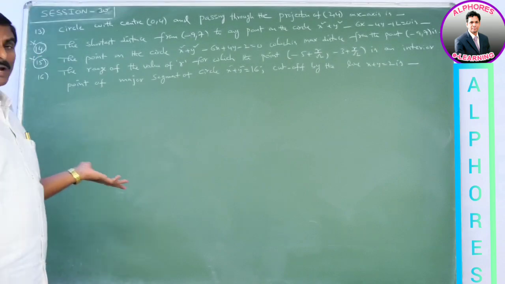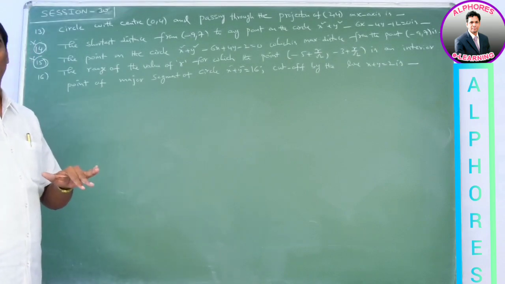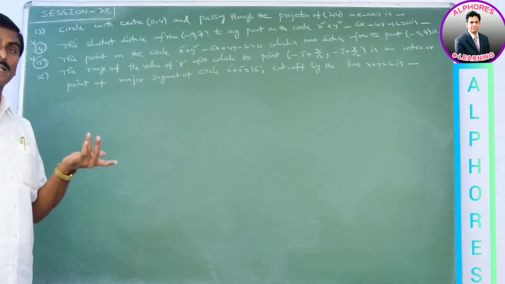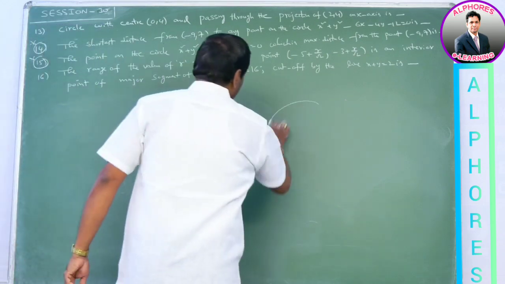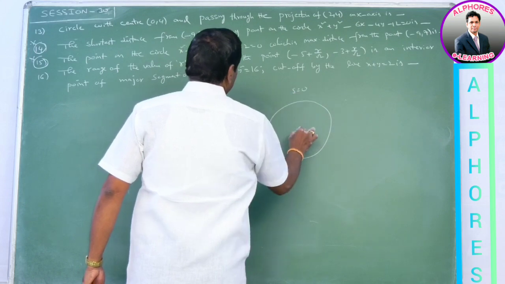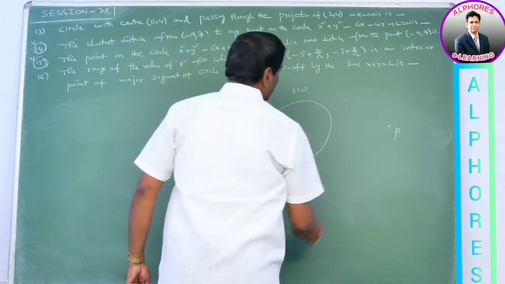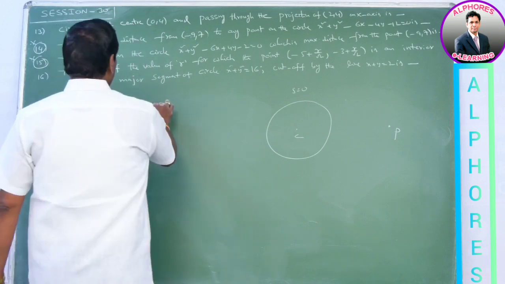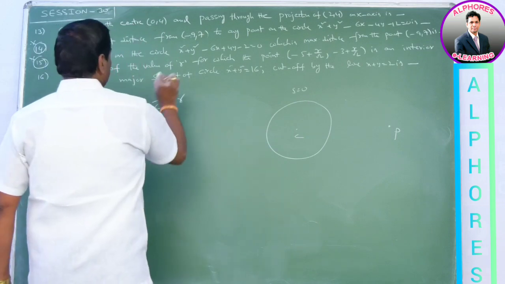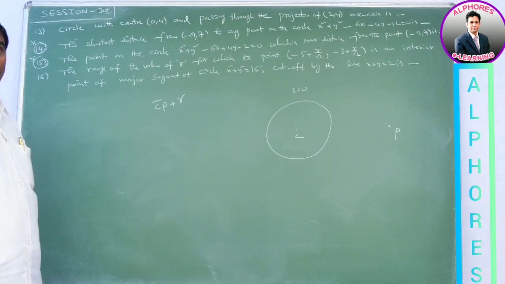In the previous case we find the shortest distance. In this case we find the greatest distance or longest distance. What is the longest distance? If circle S is equal to 0 is the given circle, C is the center of the circle, P is any point in the region containing the circle, then the greatest distance or longest distance is equal to CP plus R. It is the distance.